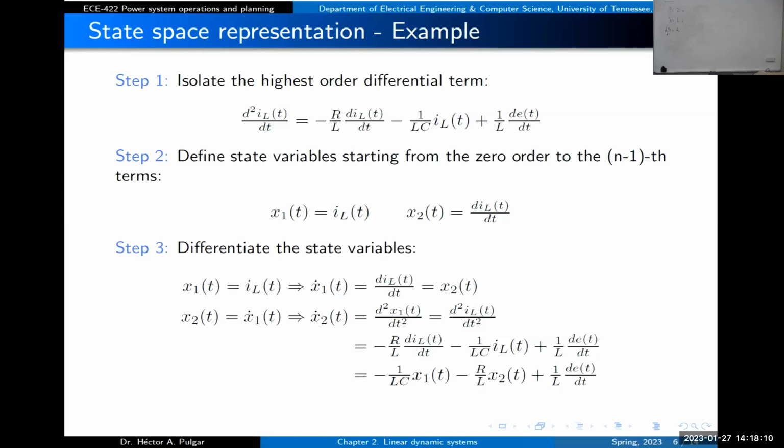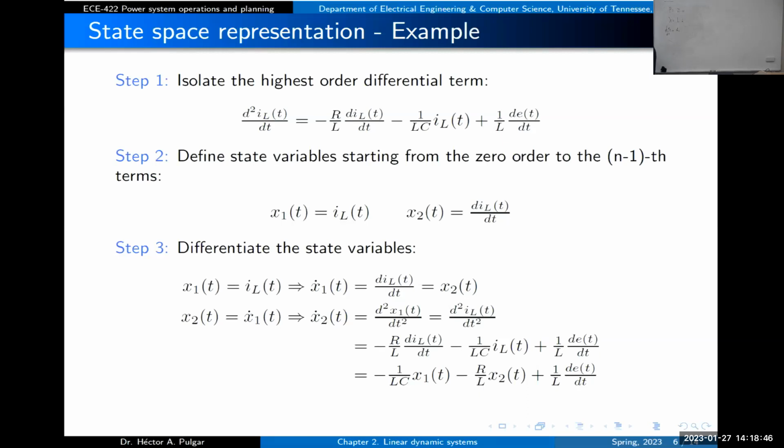When you have this definition for the state variables, you take the derivative of each one. So the derivative of x1, which is x1 dot, is nothing else than x2. But when you take the derivative of x2, you get the second derivative of iL. We already have an expression for that, and we replace it here. By looking at this equation, iL is x1, and the derivative of iL is x2.